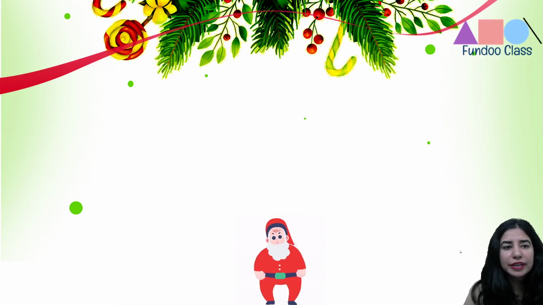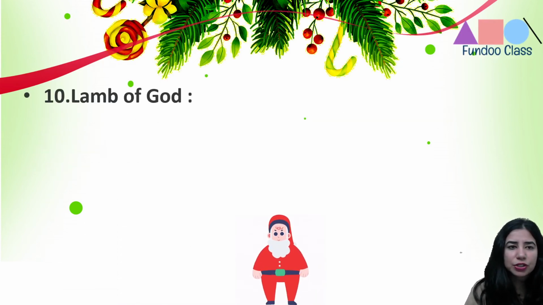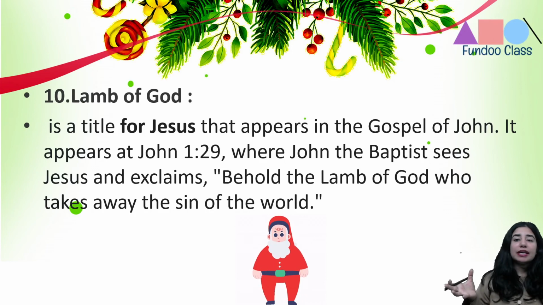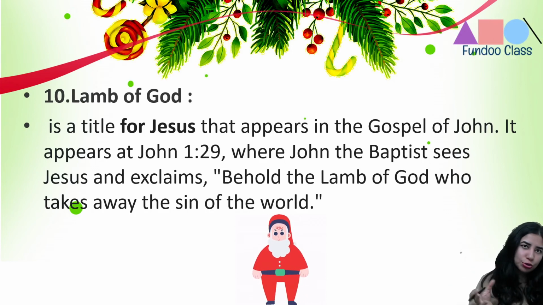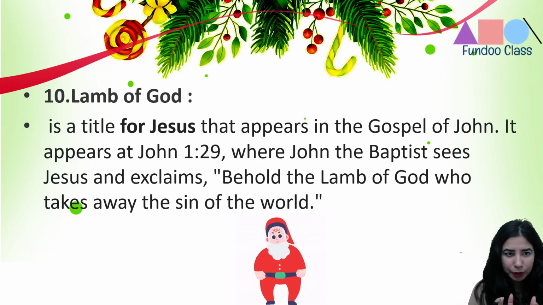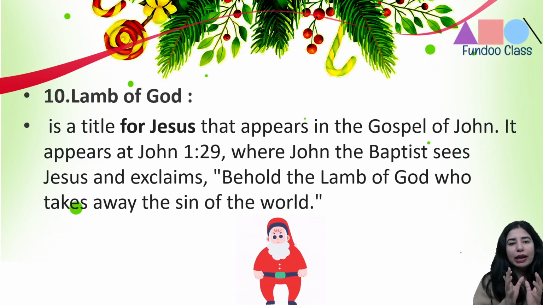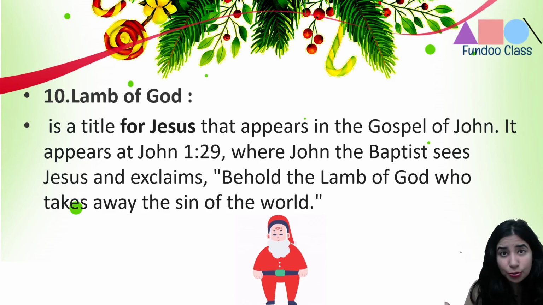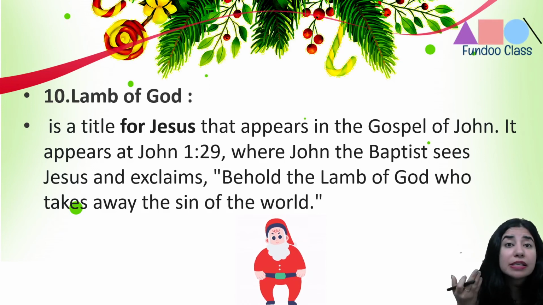So let's move to the next word. And what is the next word? Lamb of God. So what do we mean by Lamb of God? It is a title for Jesus that appears in the Gospel of John. Gospel of John is a portion of the Bible. It appears at John 1:29, where John the Baptist sees Jesus and exclaims, "Behold the Lamb of God who takes away the sin of the world." So Lamb of God is Jesus. He has come on the earth to take away the sin of people.